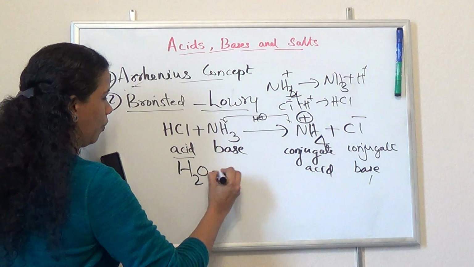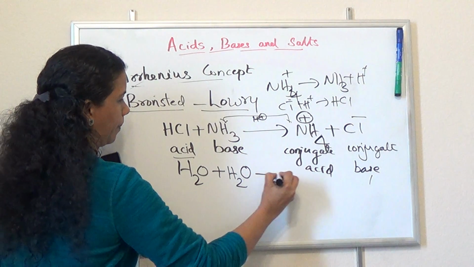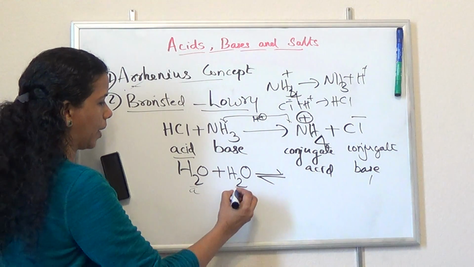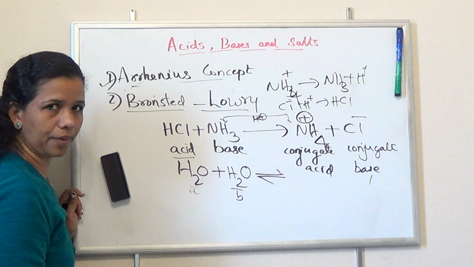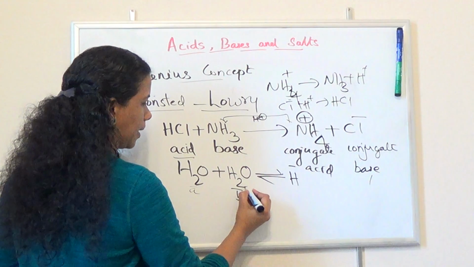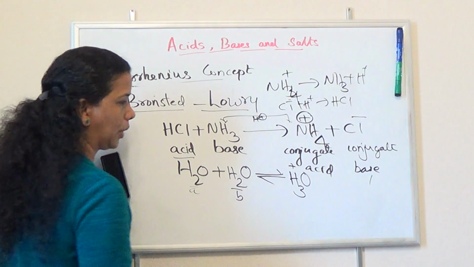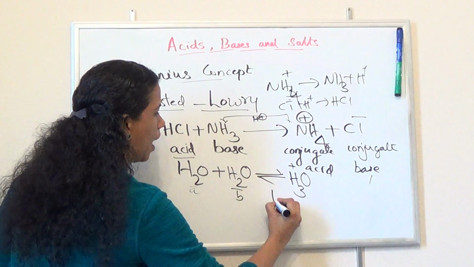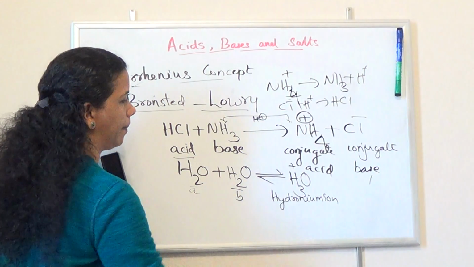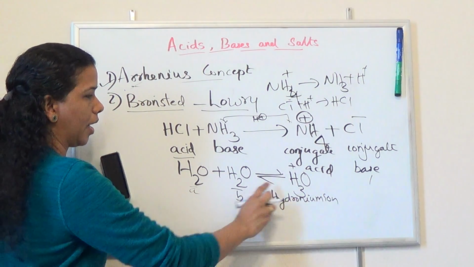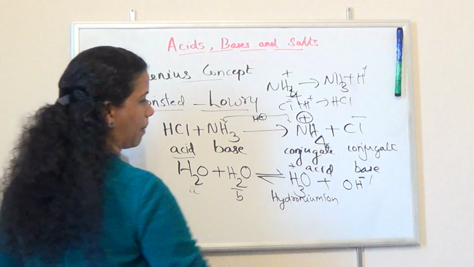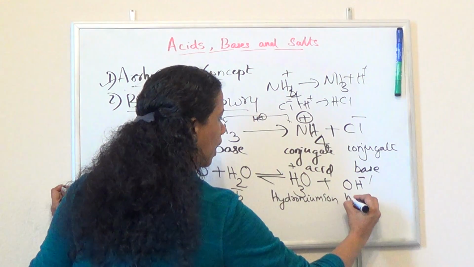We take another example, water with water. Here one is giving an H+ ion and one is accepting an H+ ion. So H2O gives H+, that is accepted by the other water and forms H3O+, which is called the hydronium ion. Then what is remaining after giving H+? That is OH minus, which is called the hydroxyl ion.